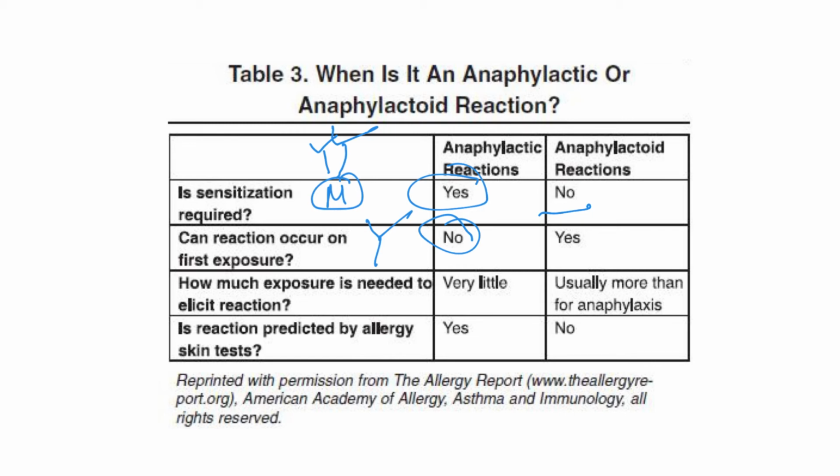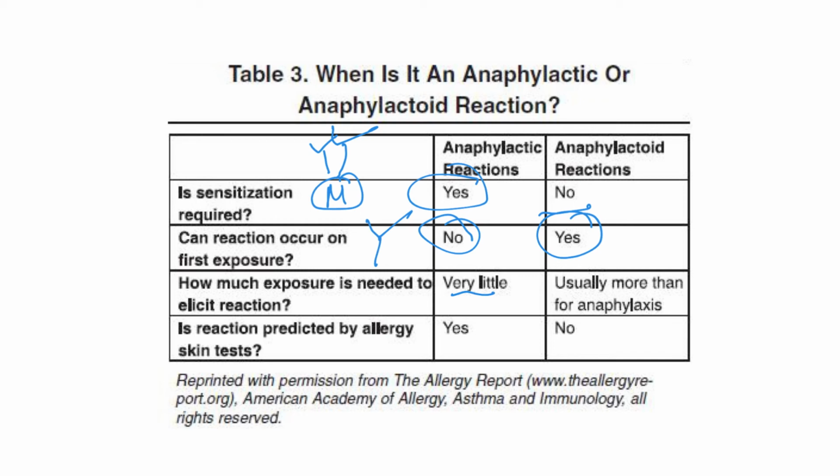For anaphylactoid, sure, the first time you eat improperly refrigerated fish, you can have this reaction. We don't have any of this immunoglobulin activity. Next, how much exposure is needed to elicit the reaction? For anaphylactic, very little, right?